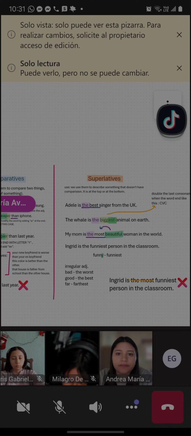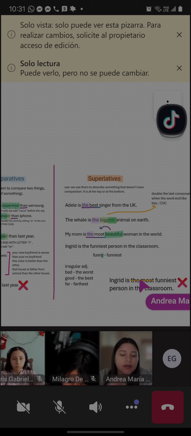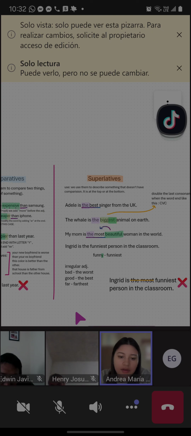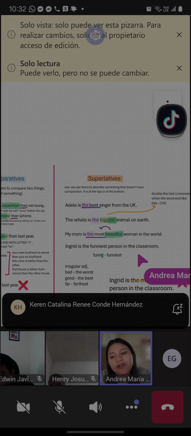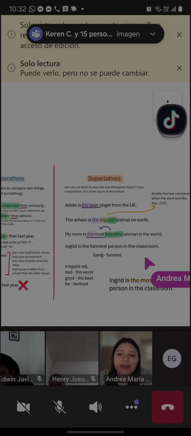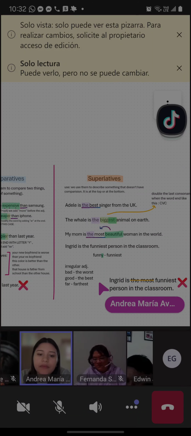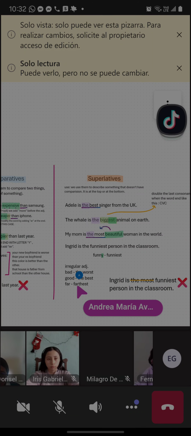Teacher, I'm sorry. In superlatives, irregular adjectives: the farthest, or only farthest? No, sorry, you said "solo." I was correcting you. Yes, teacher. No, it is "the." I'm sorry, I forgot that.